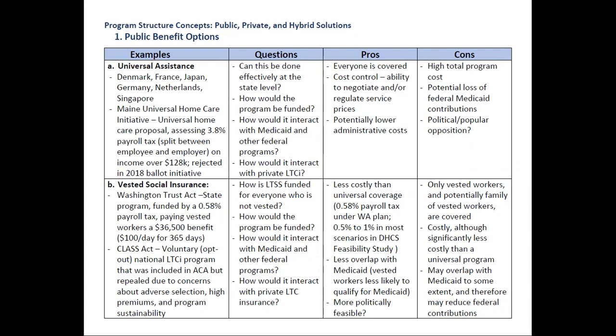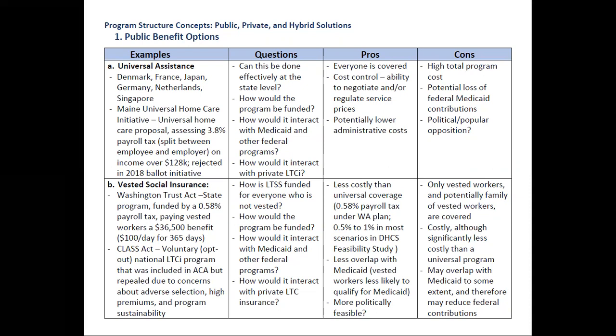In the left-hand column, it lists examples of these types of ideas. There are also questions, pros and cons for each example or for each category, which will hopefully help to identify some of the issues that you'd want to think through if you're investigating that type of program.